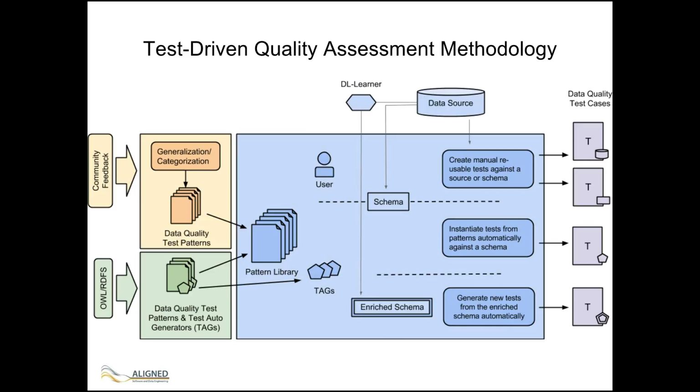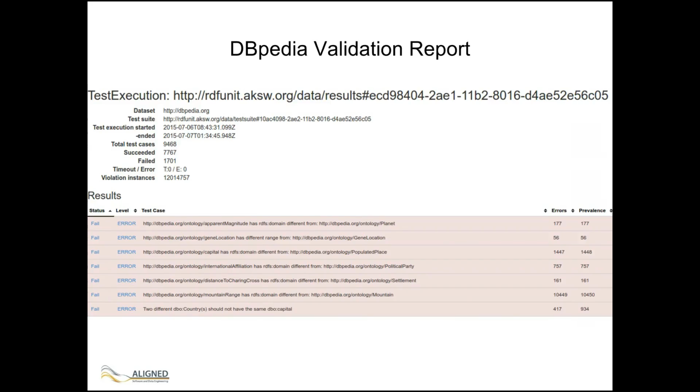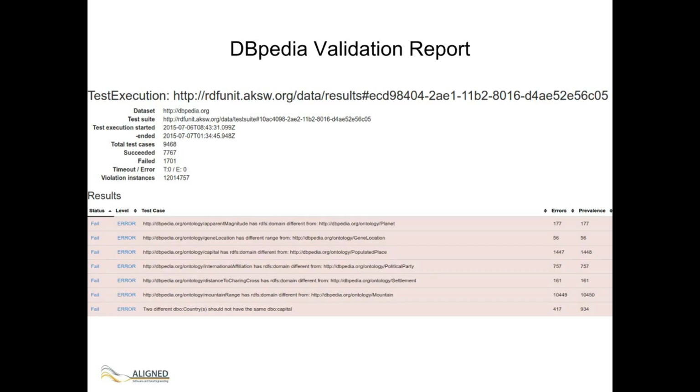RDFUnit takes the DBpedia ontology as input and automatically generates almost 10,000 test cases that run against the local triple store with DBpedia data. Once the validation is complete, a report is generated for the DBpedia release manager that provides provenance and statistics, as well as violations with error counts per failed test case. The DBpedia release manager can perform basic table manipulation with the report to get a quick quality insight.